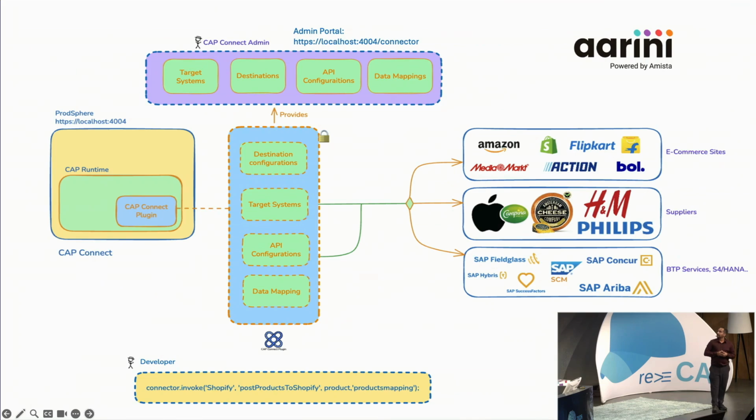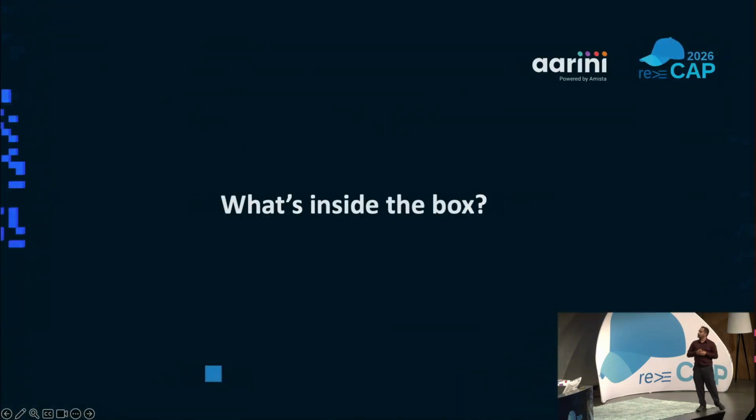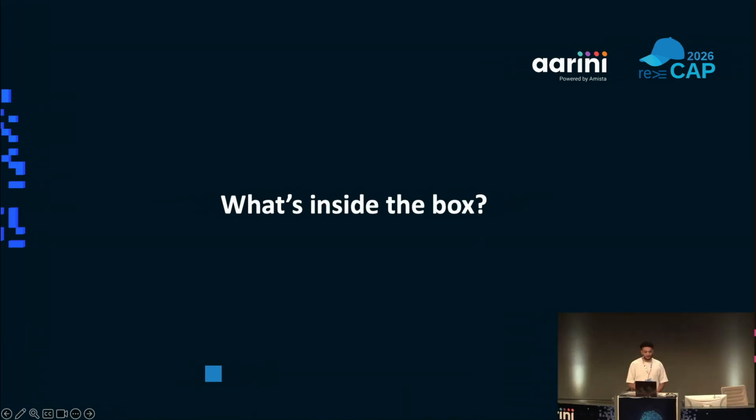That's a little bit about the architecture of ProtSphere. Now, Bilal, if you can tell us what's inside the box actually. Okay, so what's inside the box? At a high level, the plugin consists of 3 main parts.